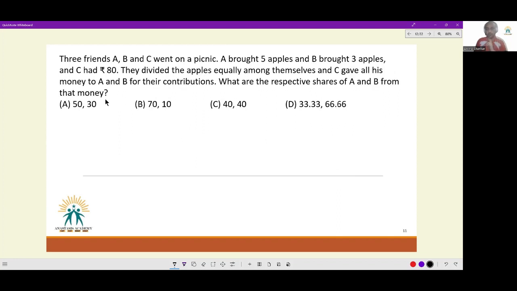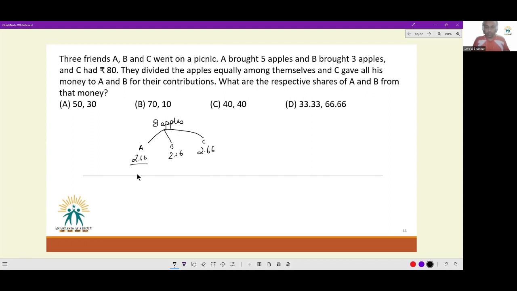Okay. Next question. Three friends A, B, C went for a picnic. A brought 5 apples and B brought 3 apples and C had 8 apples. They divided the apples equally among themselves, and C gave all his money to A and B for their contributions. What are the respective shares of A and B from the money? Okay, see, there are 8 apples. There are 8 apples, and all of them distributed the apples equally. So A had 2.66 apples. B had 2.66 apples, and C also had 2.66 apples.